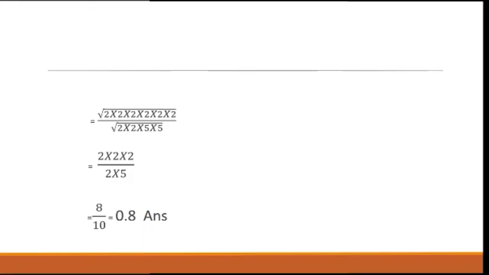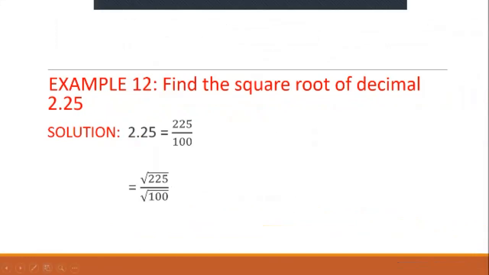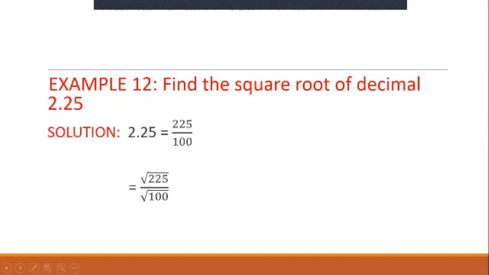Now move towards the next example, example 12. Similarly, find the square root of the decimal 2.25. As we remove the point, in the denominator we write 1, and for this 2 we write 0, and for this 5 we also write 0. So our required fraction is 225 by 100.